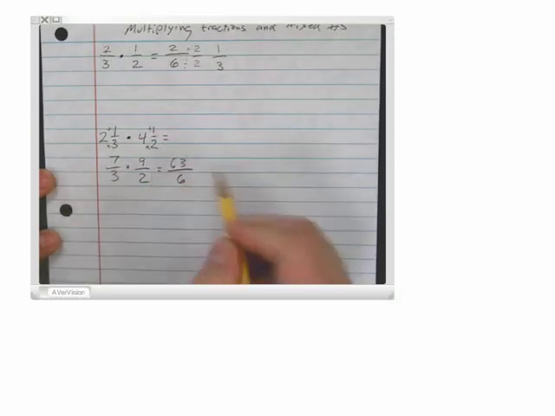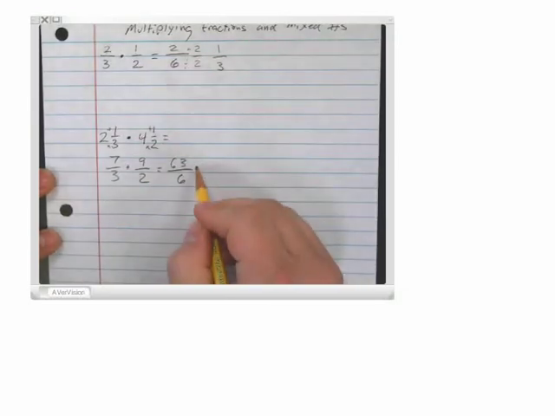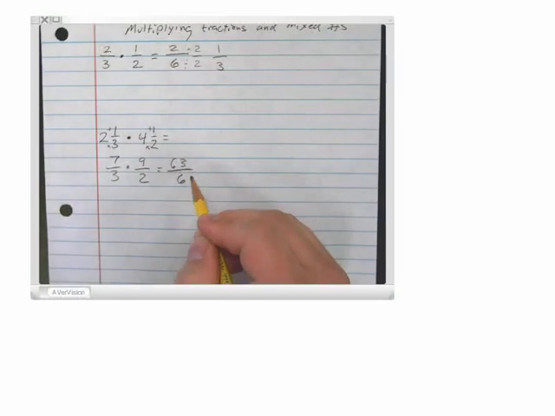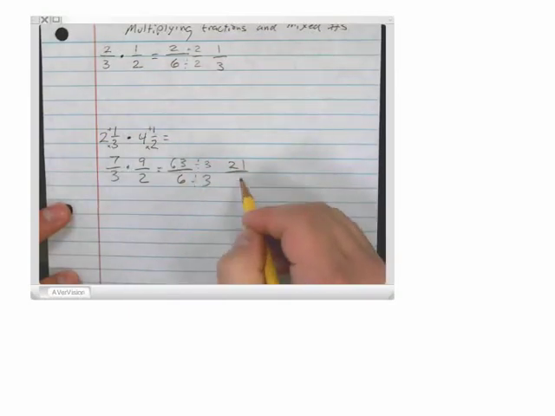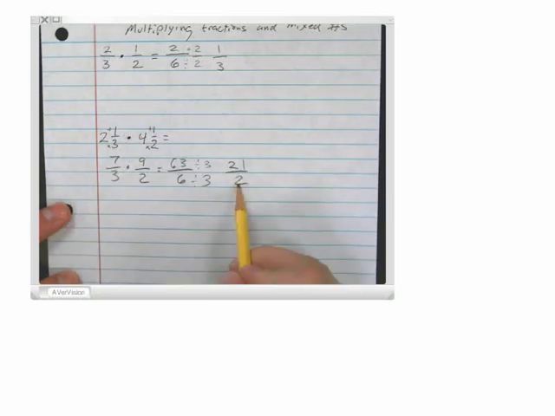Alright, so now you can reduce that also, or simplify it rather. Divide both by 3, and you have 21 halves. And now this is an improper fraction. On all my tests I will have a direction that says you need to put it back into a mixed number for the final answer. Because 21 halves doesn't really mean anything. If you put it into a whole number and something like this, it makes more sense.